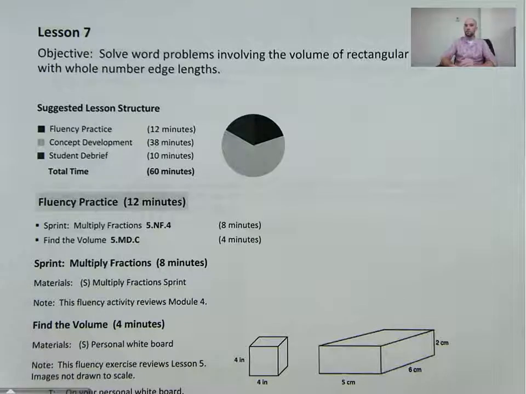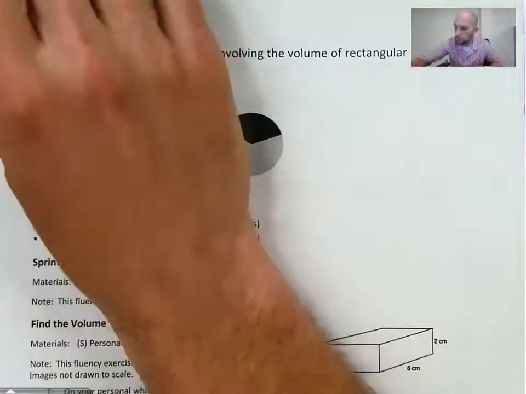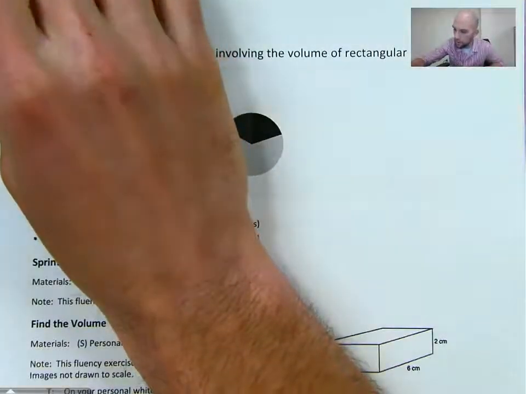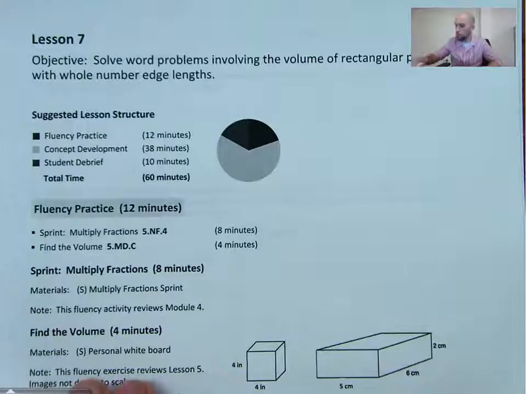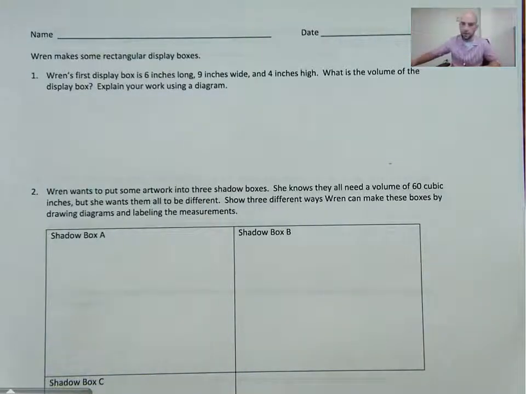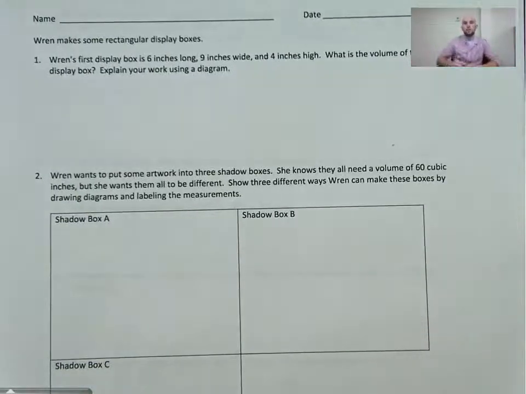We're going to be solving word problems involving the volume of rectangular prisms with whole number edge lengths. So we're going to do what we've been doing with solving these problems with volume, but we're going to be doing them in the form of word problems. It's kind of like one big word problem this lesson. It's going to be a multi-step problem. But we'll start with this number 1.